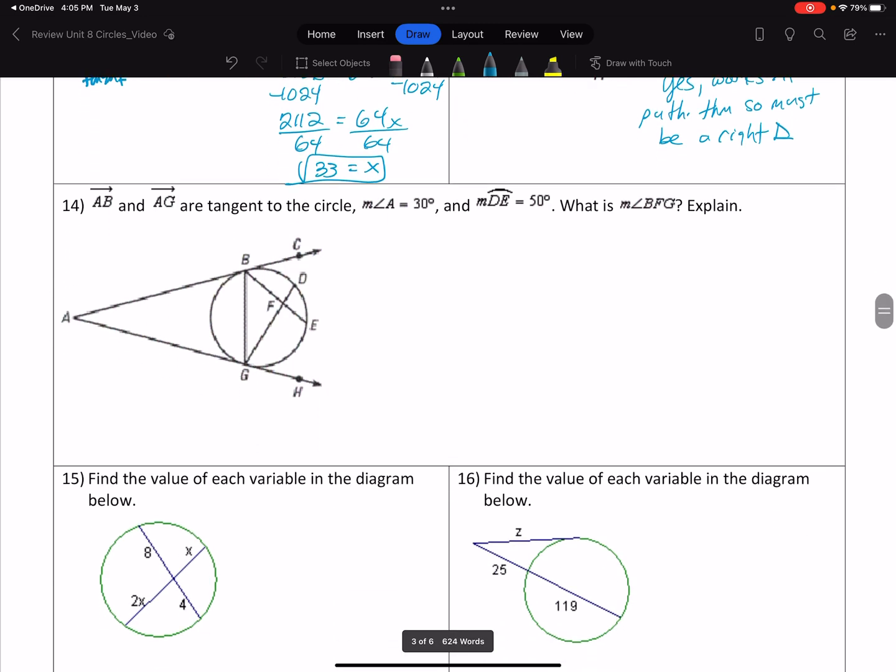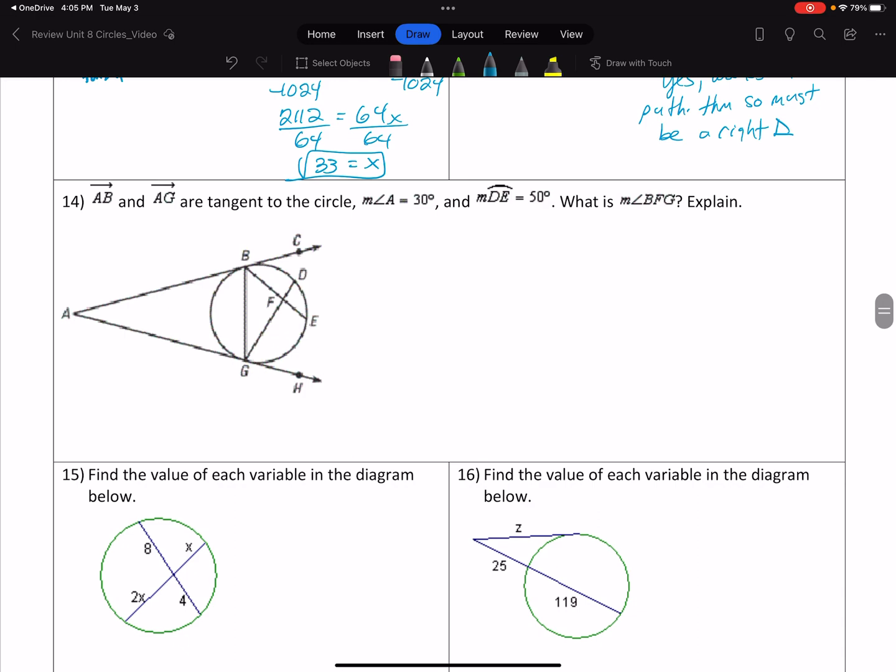Now, number 14, this is actually in the wrong spot. Number 14 should be with the A video, so I apologize for that. I have this in the wrong spot. So it says the measure of angle A is 30 degrees, and it says the measure of arc DE, this guy right here, is 50 degrees.